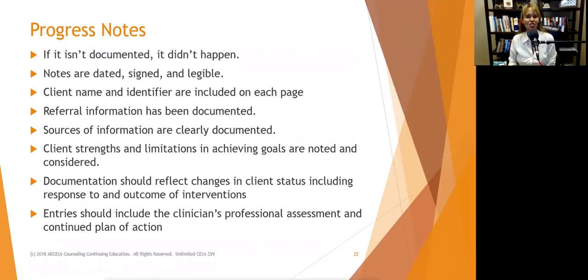And if we see that they're struggling in another area, maybe they're struggling to get a job because of their social anxiety, we want to note that, because we're probably going to need to modify the treatment plan to help them deal with their social anxiety before they go out and start applying for jobs again. The entry should include the clinician's professional assessment and continued plan of action.